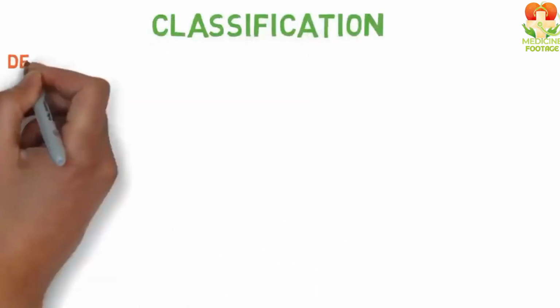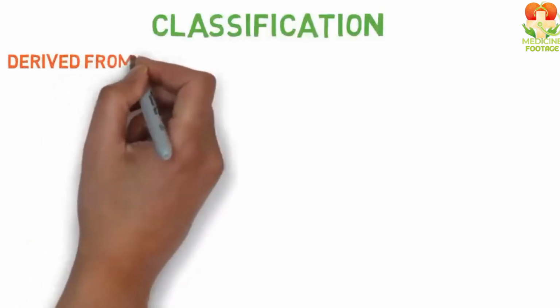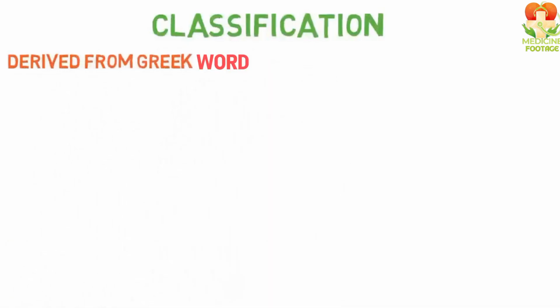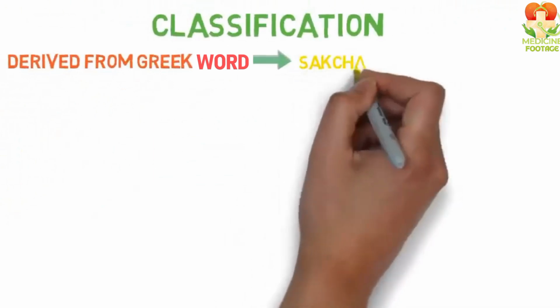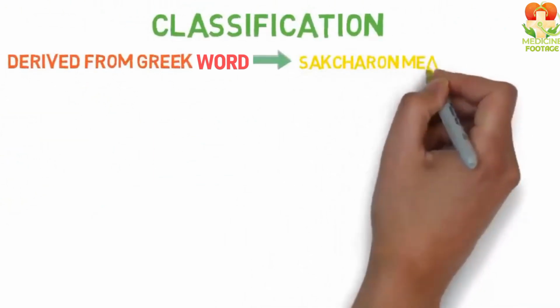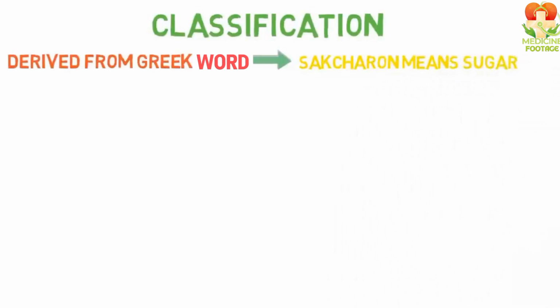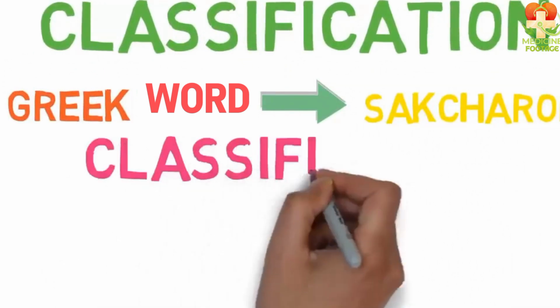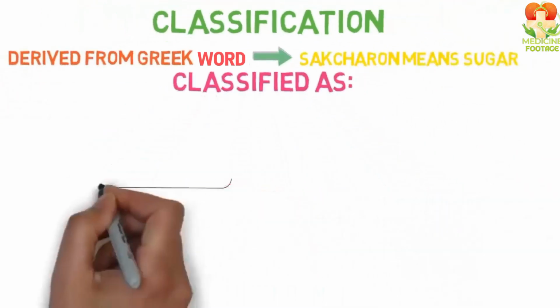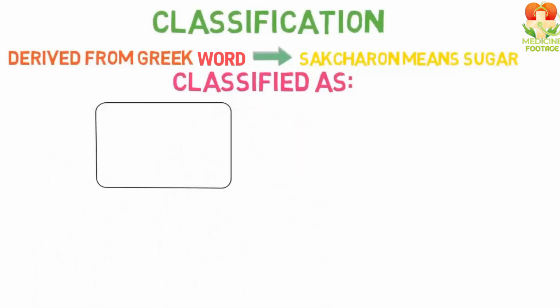Let me tell you first that the word carbohydrate is actually taken from a Greek word. Saccharide is taken from saccharin, and saccharin means sugar. That is why we call carbohydrates sugars. We've classified them into 4 categories. Let's go through each classification one by one.